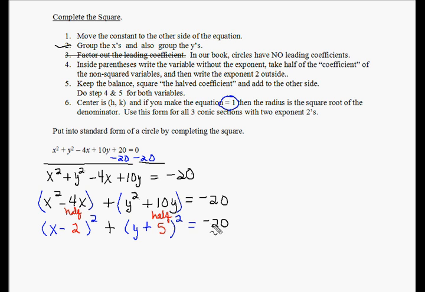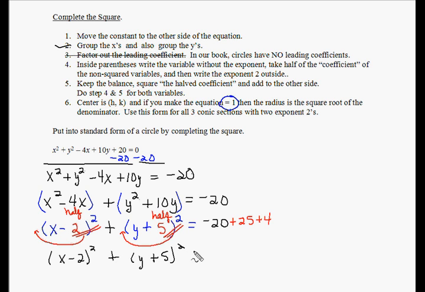And the reason why it's no longer equal is because 5 is now in this problem and it didn't used to be. Actually, it's 5 squared. And 5 squared times 1 is 25. So we need to add 25 to the other side of the equation, as well as negative 2 squared is positive 4 times 1 is positive 4. So you have to remember to make sure that you balance your equation and make it really true. So we have (x minus 2) quantity squared, plus (y plus 5) quantity squared, is equal to negative 20 plus 25 is 5, and 4 is 9.